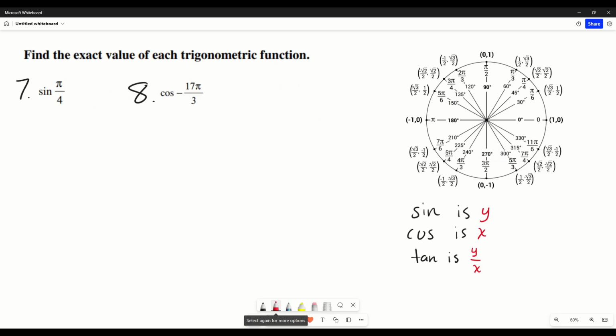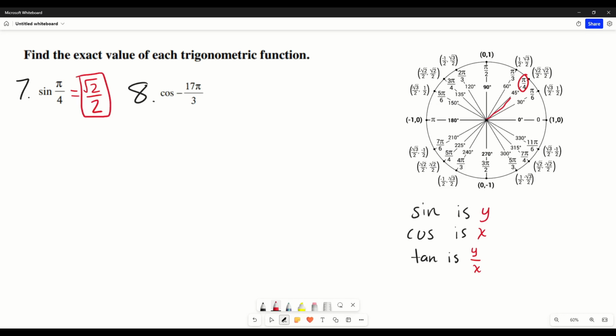Question 7, we have sine of pi over 4. Now this is in radians, not in degrees anymore. Okay, but it is still the same. We use the unit circle to help us find that exact value. So pi over 4 is 45 degrees. This is right here, pi over 4. And since sine is y, sine of pi over 4 is going to be root 2 over 2. Now this is going to be our exact value.